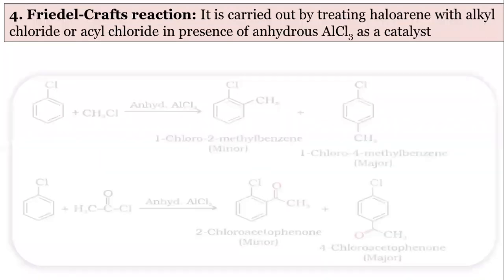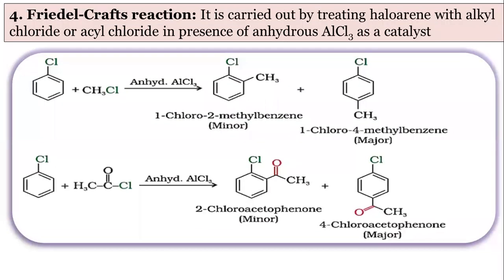Friedel-Crafts reactions. In 11th standard also we studied there are 2 types of Friedel-Crafts reactions: alkylation and acylation. Again, I am going to explain these 2 reactions in detail. When CH3Cl, an alkyl halide, is used, this reaction is alkylation. And when acyl chloride, CH3COCl, is used, this is Friedel-Crafts acylation.